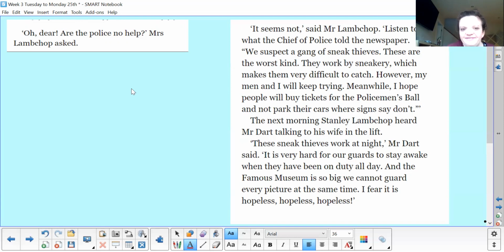Thieves. Can anyone remember what thieves are from our other story we read? Yeah, they're people that steal things, okay?